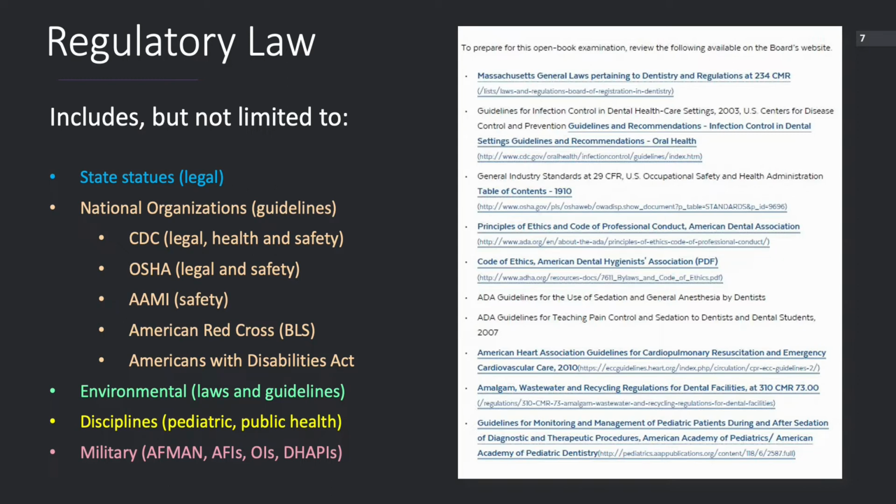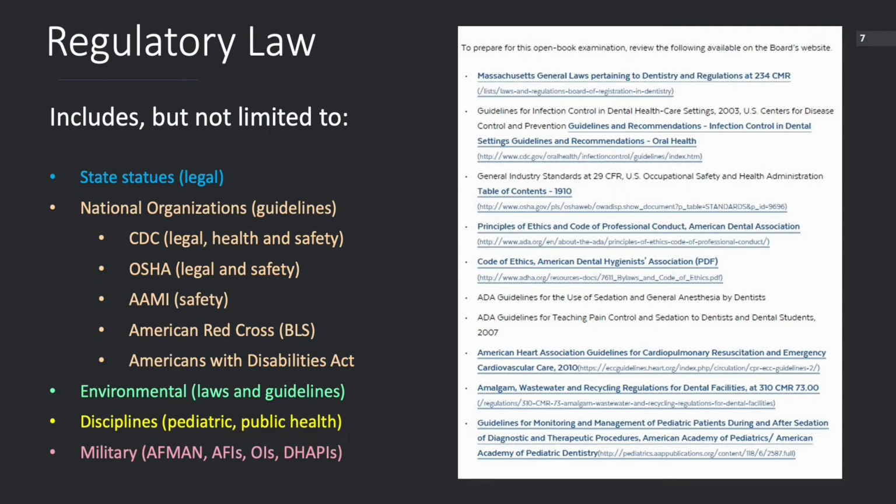And so you see here the CDC provides guidelines, and they have legal health and safety issues. OSHA, AAMI, that's involved in patient care and infection control. You have the American Red Cross that affects things like BLS, and the Americans with Disability Act. And we see that more and more with access to care, comfort animals, and so forth. You also have things in the environmental realm, laws and guidelines. Think of things like the EPA. And then, of course, you have discipline-specific regulatory laws, similar to the professional codes.